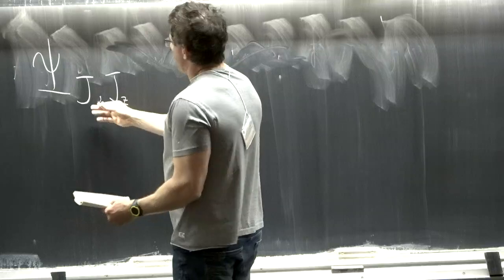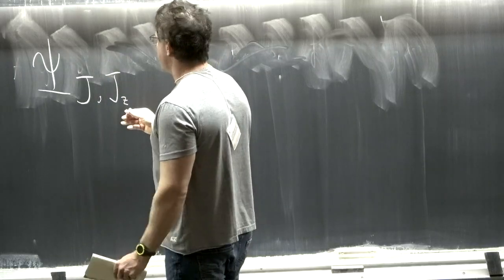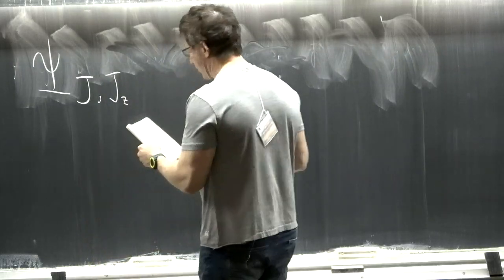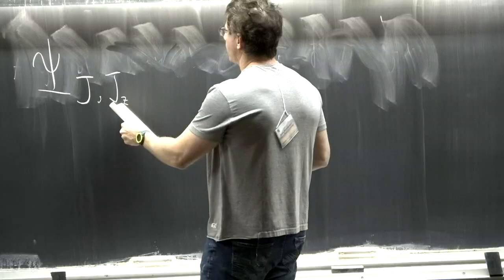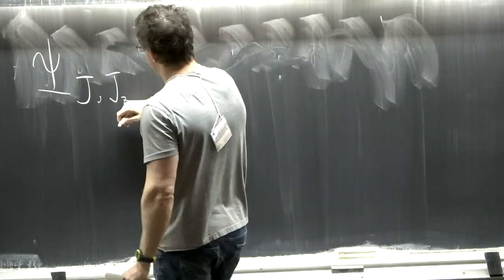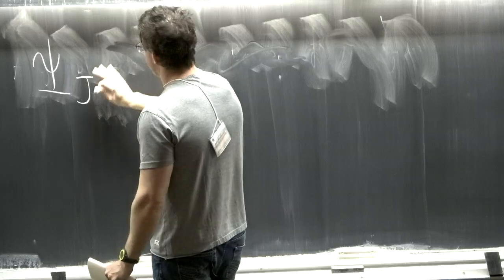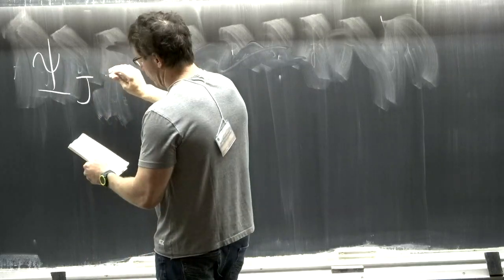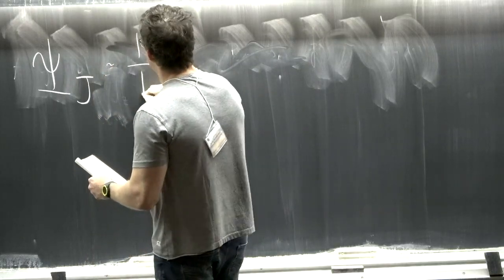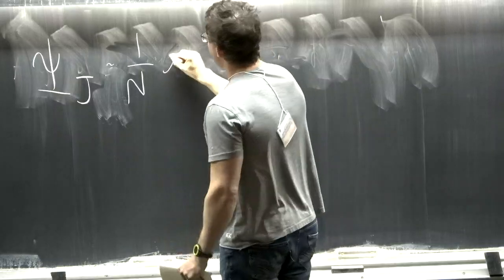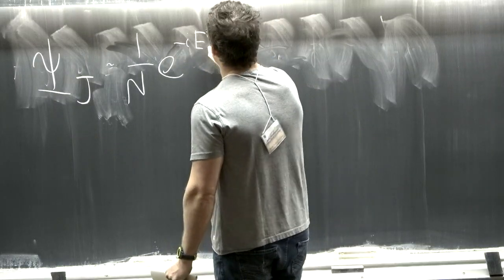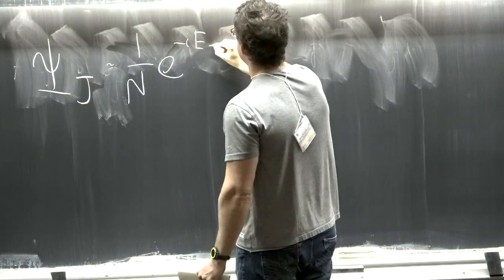I'm thinking about AdS4 here. So, sorry, I don't need jz actually. That would be for AdS5. For AdS4, we don't need jz, so we just have that. So we have some normalization factor that I'm not going to write. We have some energy that I'll compute in a second.